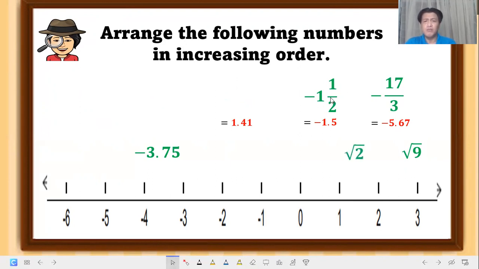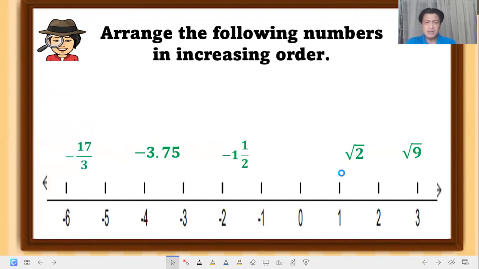What about negative 1.5? That is here. Okay, di ba negative? Nandito siya. And then what is negative 17/3? Di ba? So that is equal to negative 5.67. Ibig sabihin nandito yung ating fraction na yan. So ibig sabihin yan, yan na yung ating arrangement in increasing order. Kasi di ba, lowest to highest. Lowest kasi to, papunta doon.